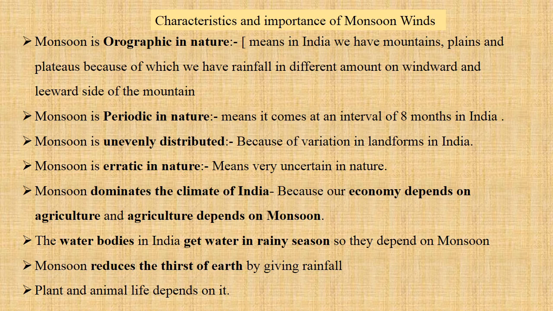So we can say monsoon dominates the economy of our country because our economy depends on agriculture and agriculture depends on monsoon. So we can say the monsoon dominates the economy of our country. So this was all about monsoon.